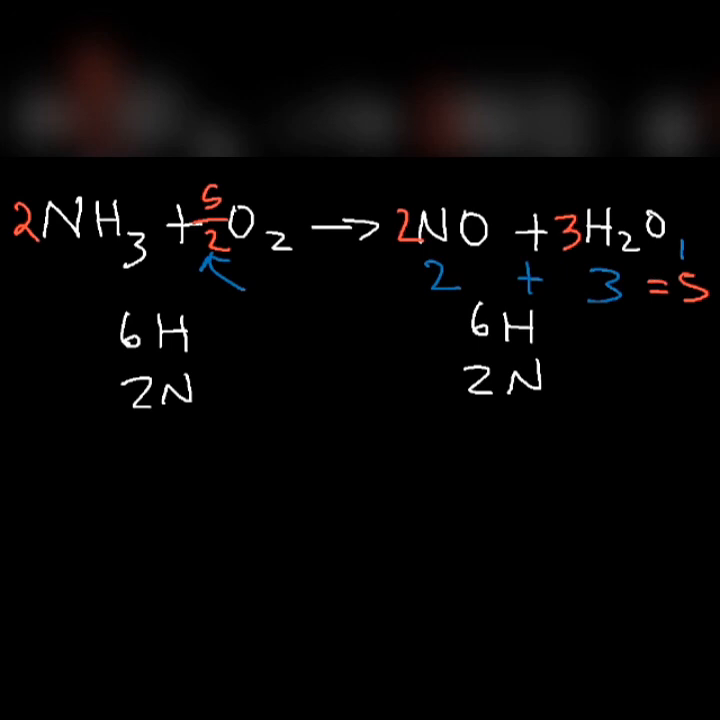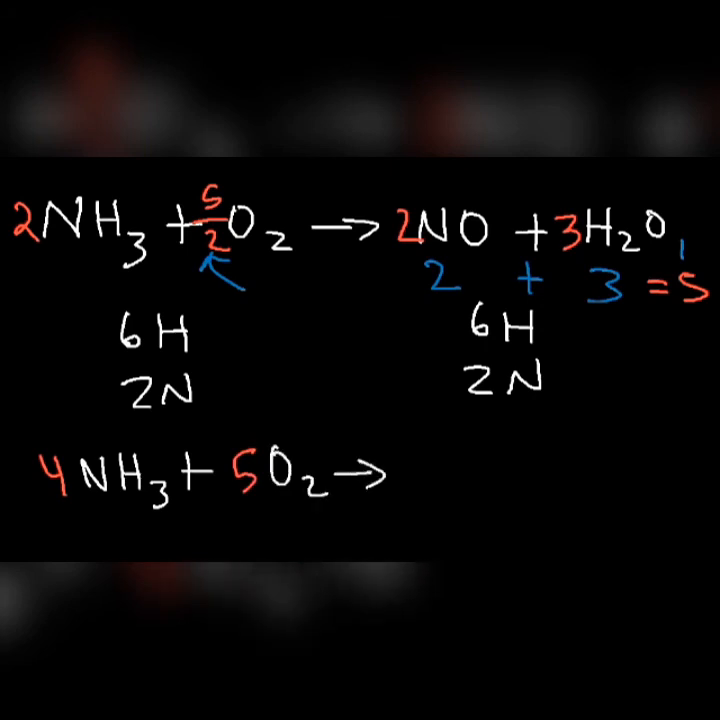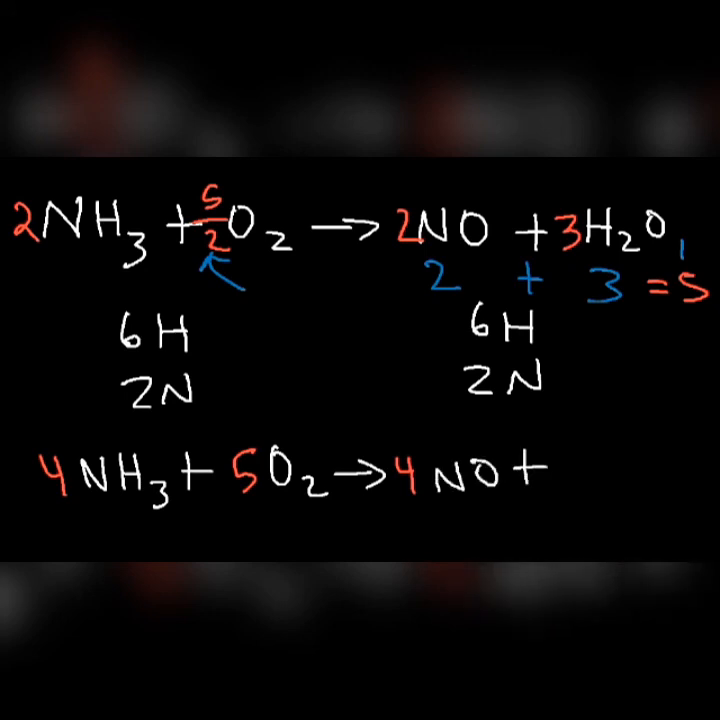So it's going to be 4 NH3, 5 over 2 times 2. The 2's will cancel, and so it's going to be 5O2 and 4 NO plus 6 H2O molecules. So now the reaction is balanced.